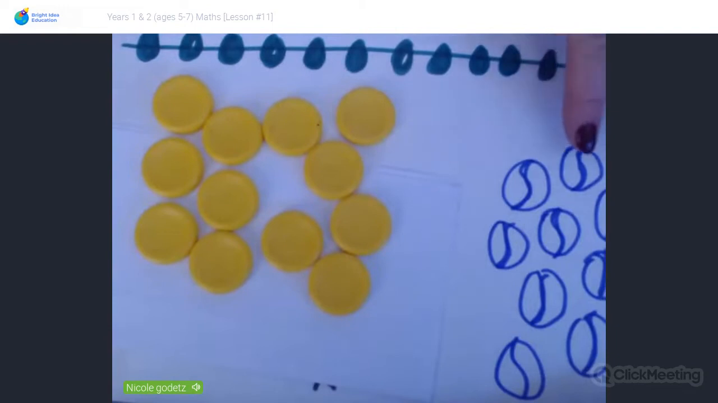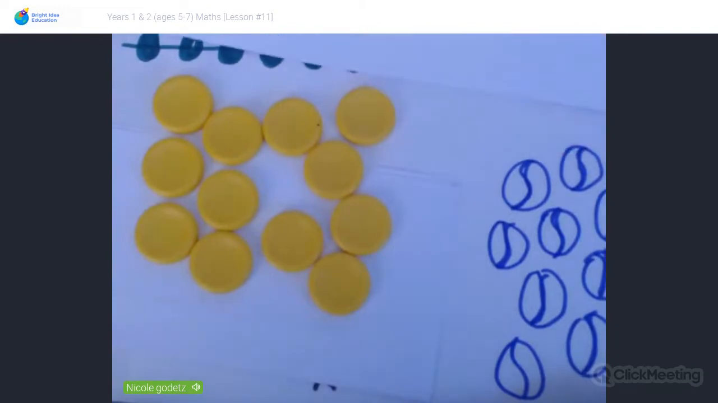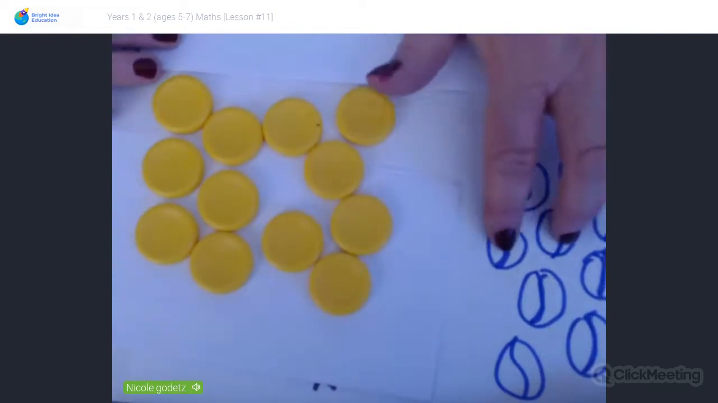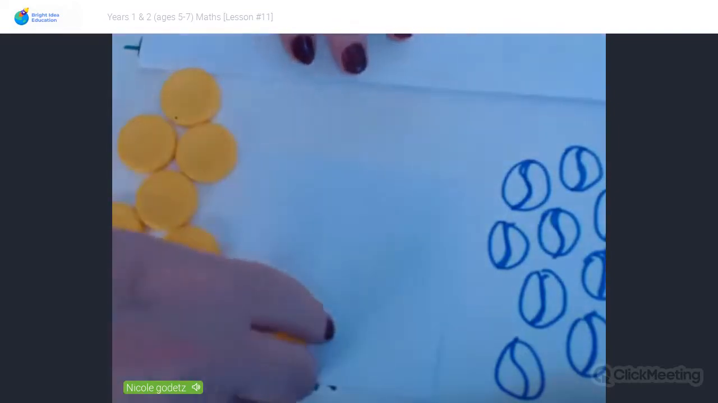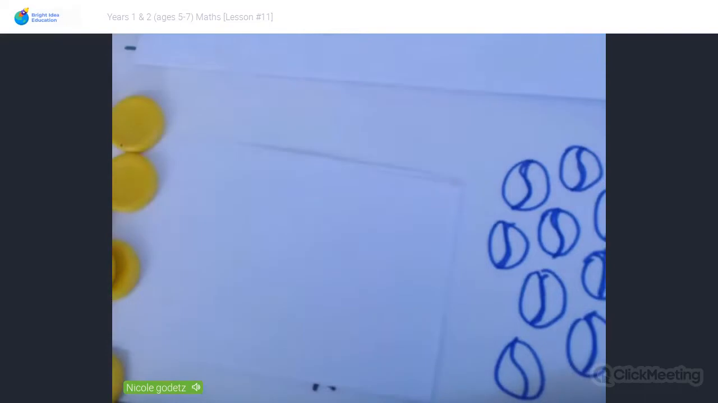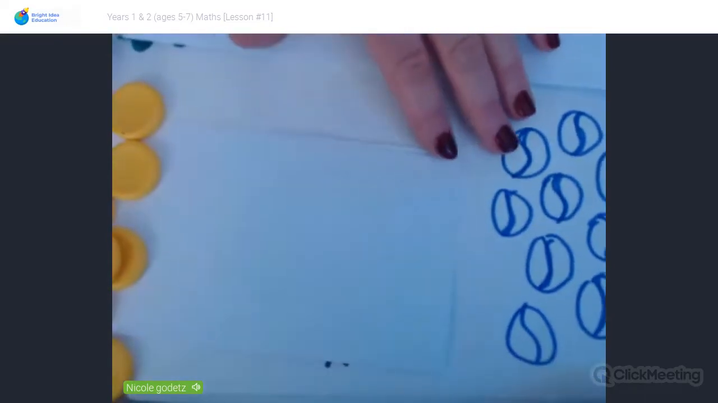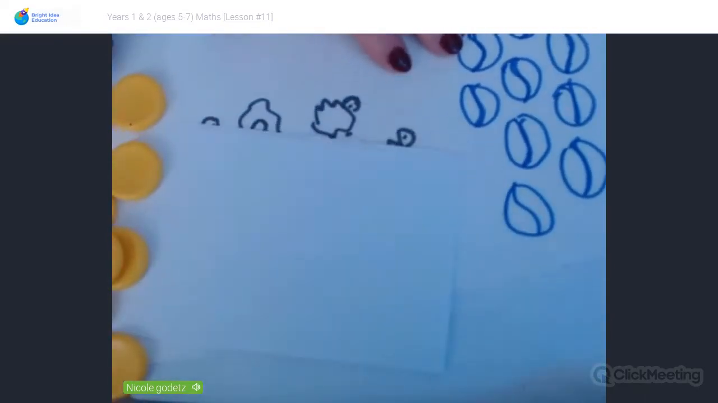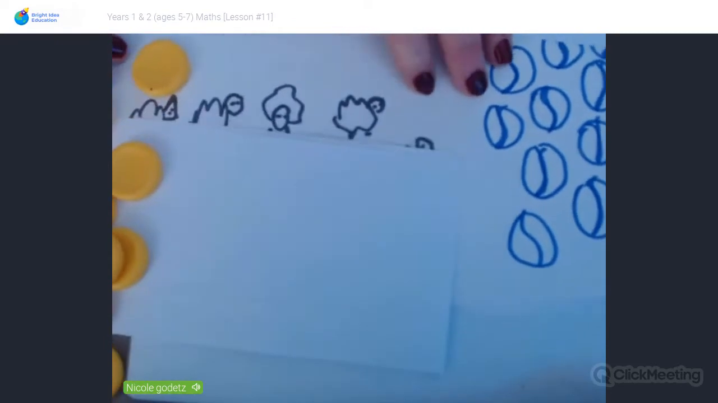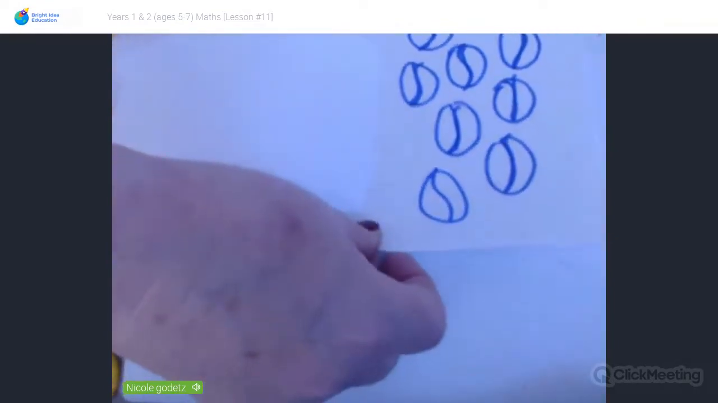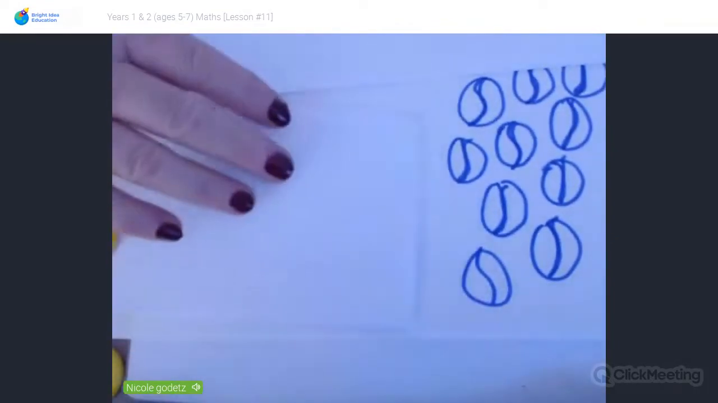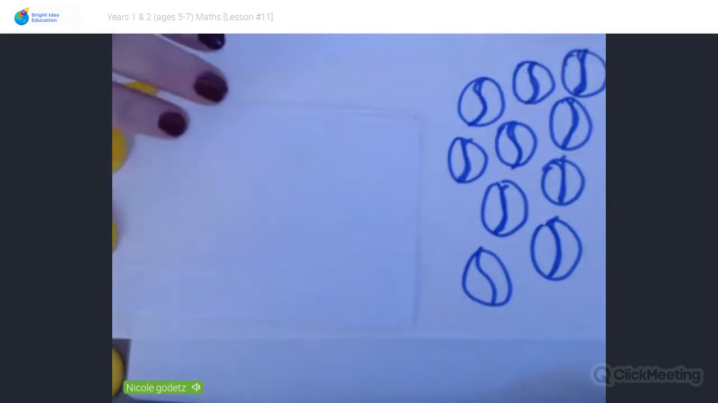Okay, let's count how many marbles we have here. How many marbles? 2, 4, 6, 8, 10. What is a half of that group? If we shared our marbles, we shared our marbles. Come on, sheep. Stop stealing the limelight. If we shared our marbles in half, how many would we have?